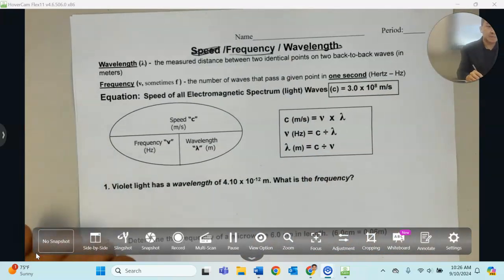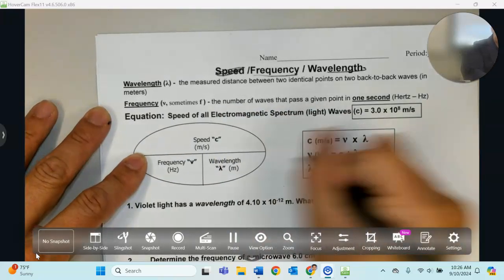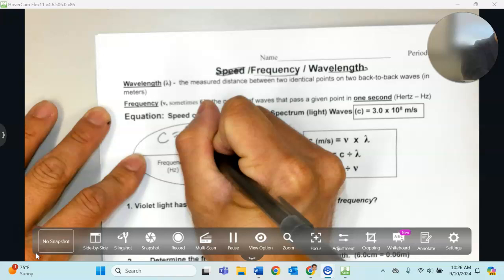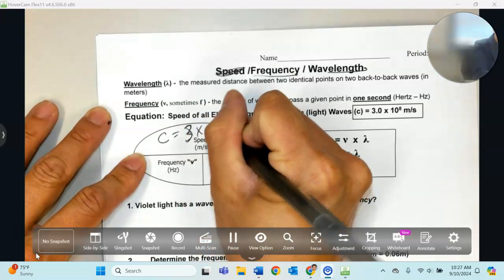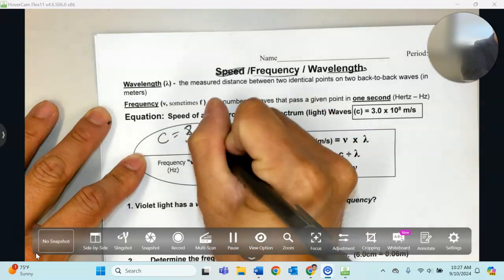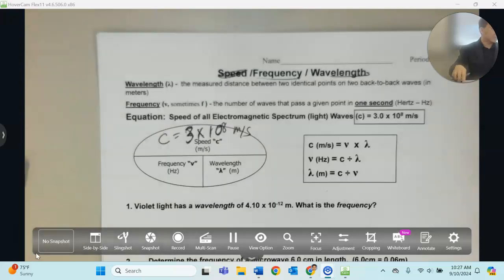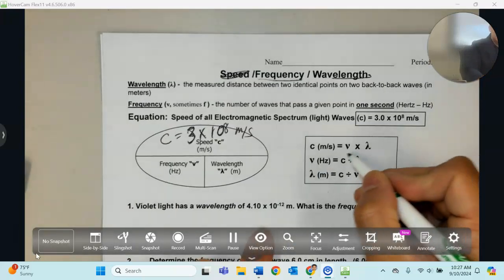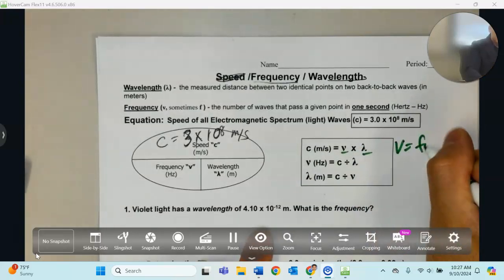We're not going to worry about speed. All right. Speed of light. Speed of light is constant. C is always 3 times 10 to the positive 8 meters per second. That is the speed of how fast light travels. It is a constant. It's always that number. 3 times 10 to the 8. Okay. And C is equal to V times lambda. V in this case, V is equal to frequency.